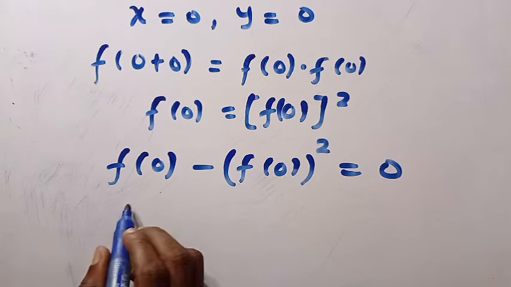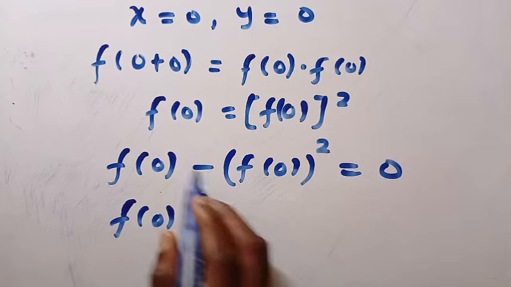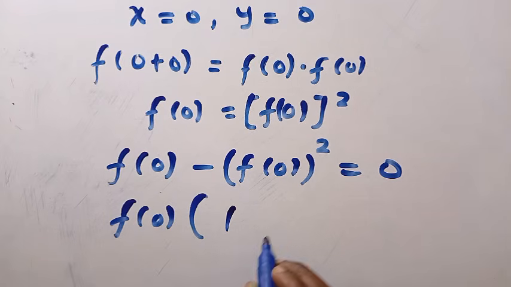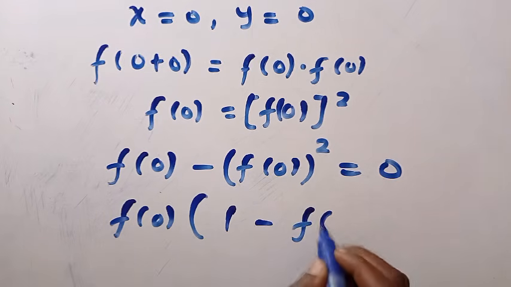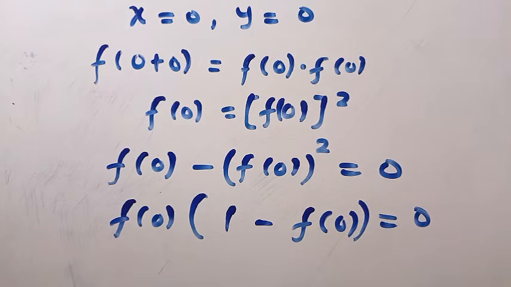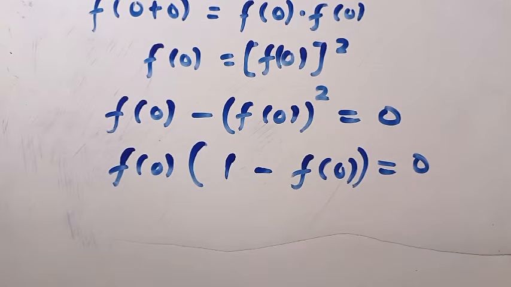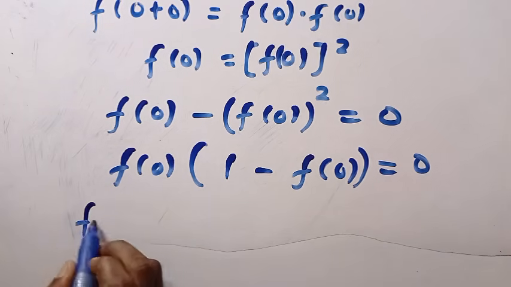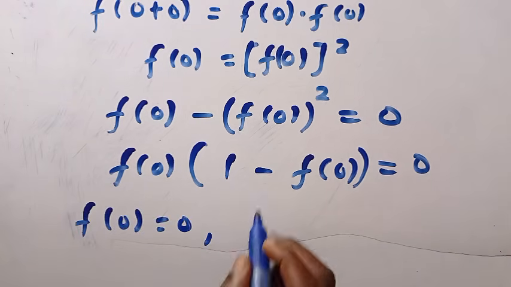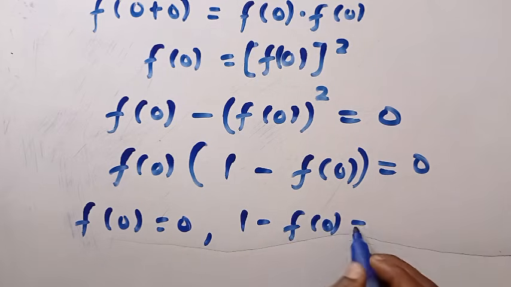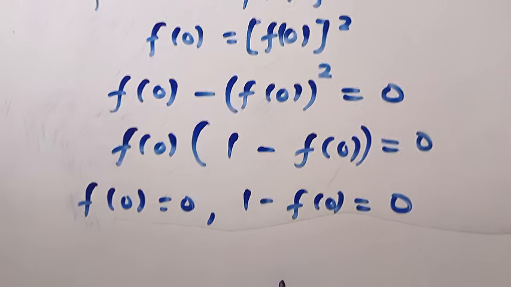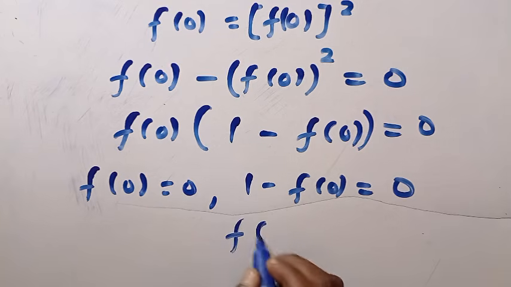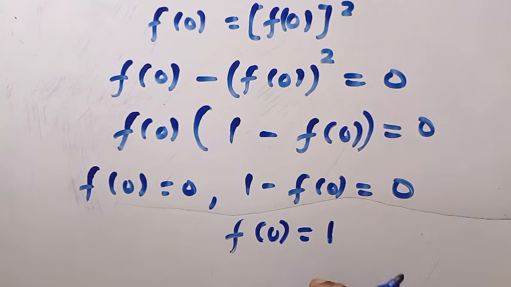What we do is we factor out f of 0 here. By doing that, dividing this one by f of 0, we have 1, minus what is left of this, which is also f of 0, equals 0. So we have f of 0 equals 0, or 1 minus f of 0 equals 0. Since f of 0 is not equal to 0, because it is equal to 1, with this we have f of 0 equals 1. This proves the initial given, f of 0, which is 1.